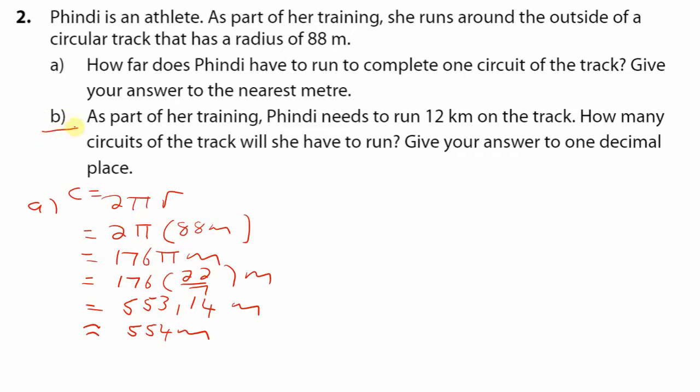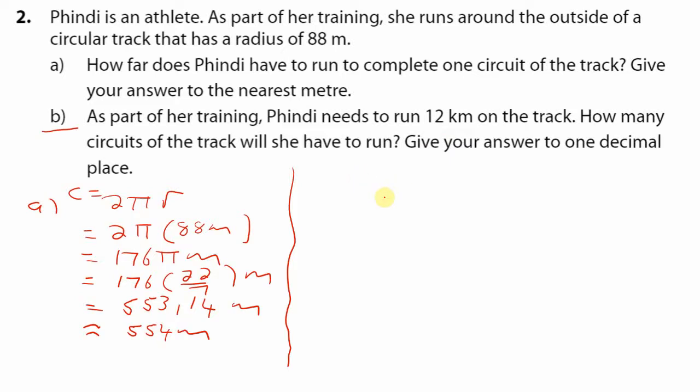So now let's look at number B. As part of a training, Wendy needs to run 12 kilometers on the track. How many circuits of the track will she have to run? Give your answer to 1 decimal place. Well, so now we have to take the 12 kilometers, which is how far she has to go, and divide it by the distance of one track, to see how many times she has to run along the track.